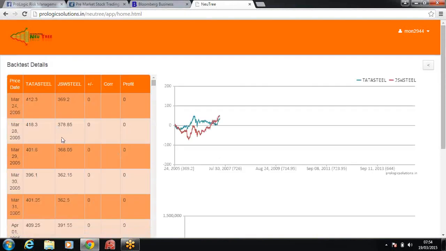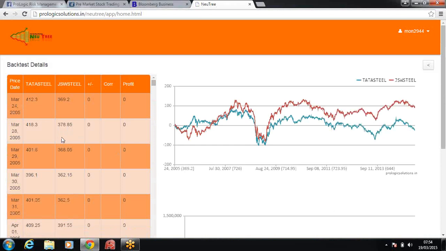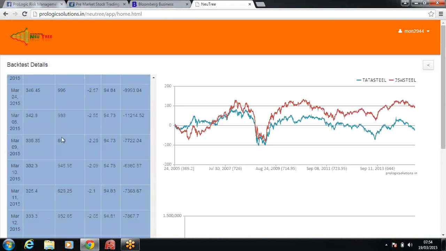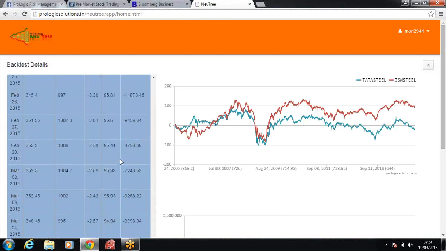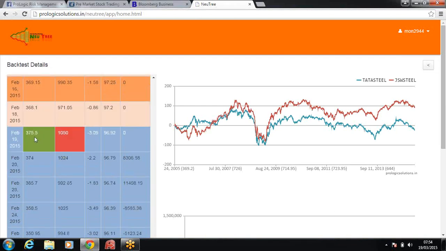So again, all this backlisted data we have is for 10 years. You just check, we have Tata Steel and JSW. We have bought Tata Steel, we have sold JSW. You can see the Z-score here is 3. So whenever you have the Z-score as 3, try to book one profit somewhere near around 2. You'll get good profit in that.